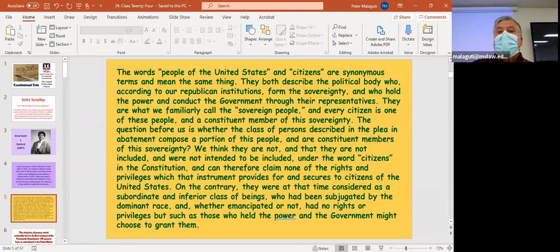Okay, and essentially, you see all the insults that are there. Essentially, what they said in this decision was that Dred Scott was not a citizen who was deserving of protection under the Constitution. And he was not a citizen because he was a member of an inferior race that had been subjected by a superior race.